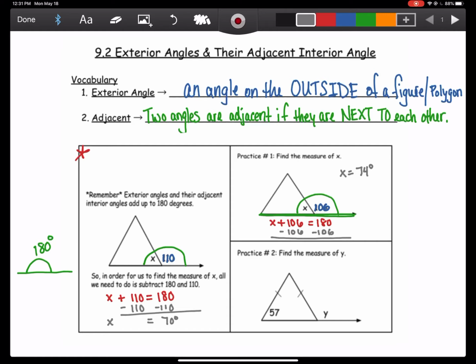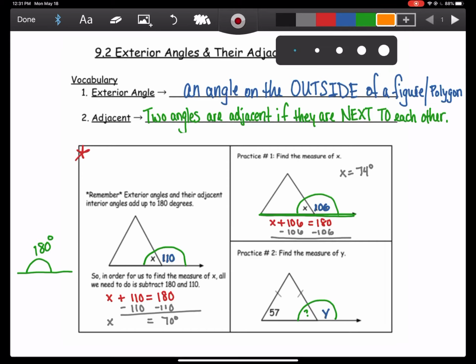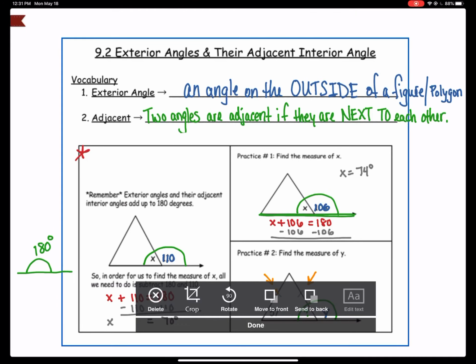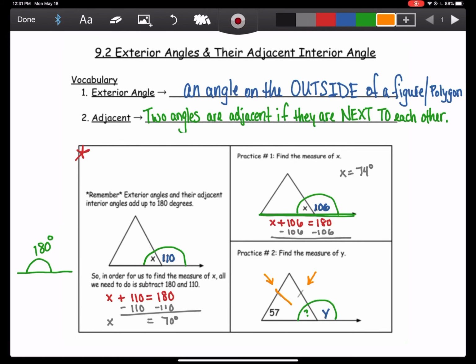Okay, let's try practice number 2. I'm sure you noticed already that practice number 2 is a little different. We have a Y as an exterior angle. And if we look for the interior that's adjacent to the Y, it's not labeled, right? Uh-oh. So what do we do? Well, we need to think about last week's lesson. Look for the tick marks. See the tick marks? Mark those, and think of them as arrows.